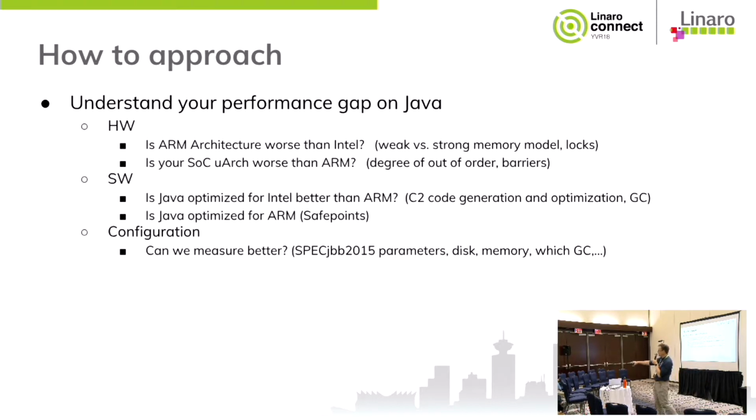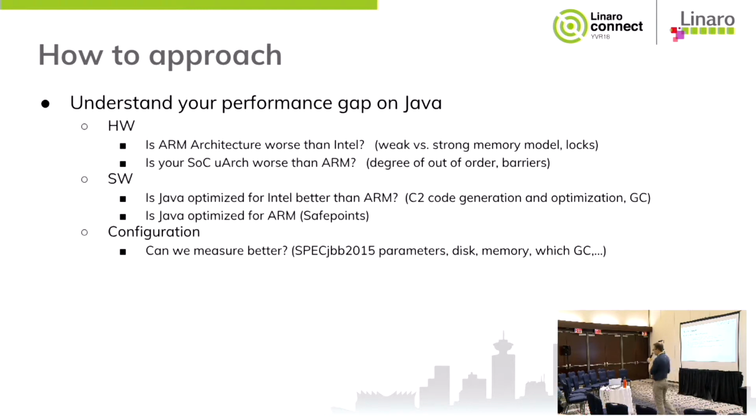You're looking against Intel, but also if you make your own product, you want to see how well you're doing against the ecosystem as well, and ARM's own reference. And then from the software side of things, you want to ask, is Java optimized for Intel better than ARM? Look at the C2 code generation and optimizations. Look at the garbage collection. Again, that's a scan to see what changes have been made there. It's a lot harder to do that with the code base because there are different garbage collectors, but it's an important survey to take. And then, is Java optimized for ARM?